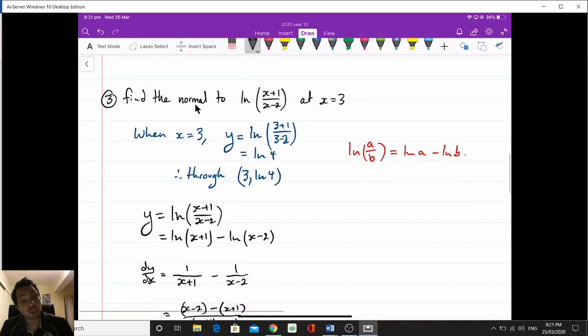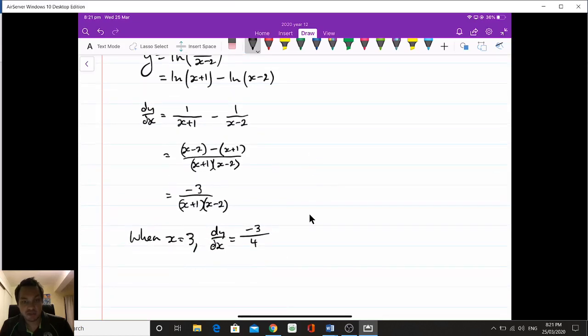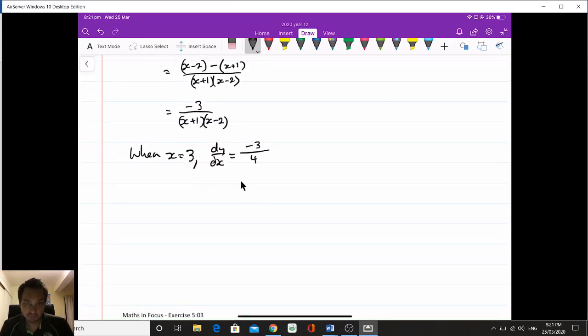However, we want to find the normal of the function. Okay, we want to find the normal. So therefore, m of the normal is going to equal negative 1 over that negative 3 over 4. Okay, which is the same as, remember, you change the sign, so it becomes positive, and then we flip that, so it's going to be 4/3.